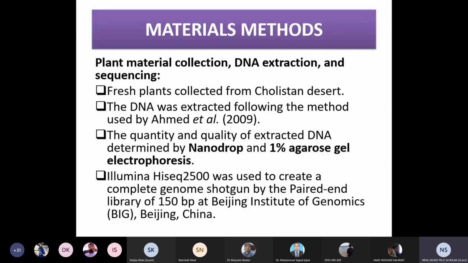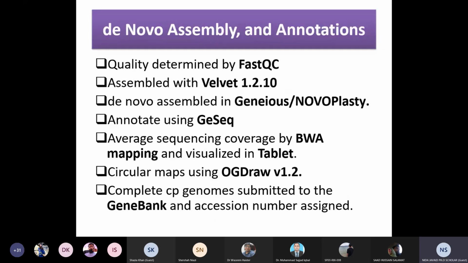De novo assembly and annotation were done. Quality was determined by FastQC and assembled with the help of Velvet, de novo assembled in Geneious and reconfirmed in NOVOPlasty. Annotated using GeSeq. Average sequencing coverage was determined by using BWA mapping and visualized in Tablet. Circular maps were made using OGDRAW. The complete CP genome was submitted to GenBank and an accession number was assigned. Bioinformatics analysis, which I have done in this paper.